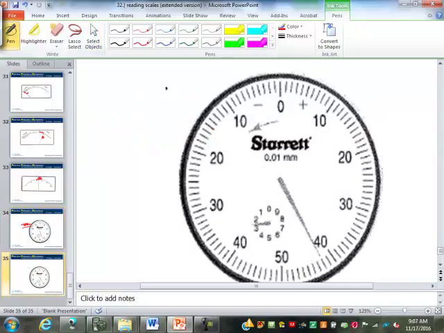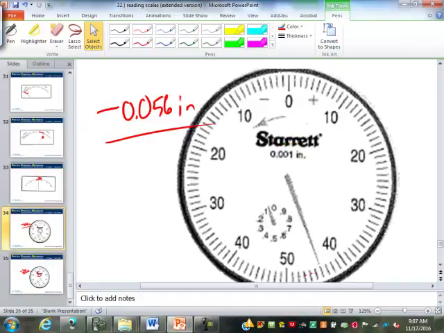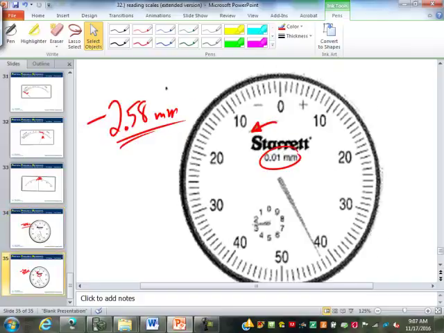This one, millimeter. It's negative 2.58 millimeters. The question with these two meters is the single most missed question on this next quiz.